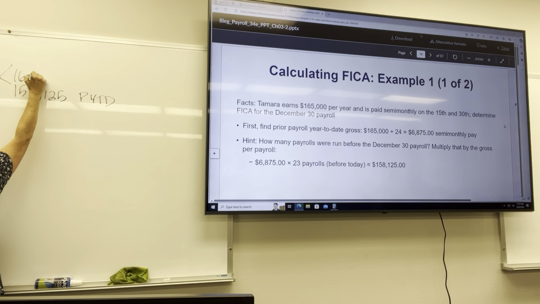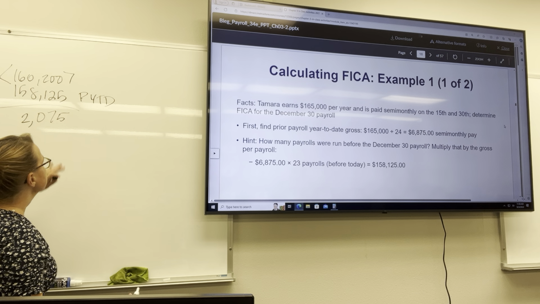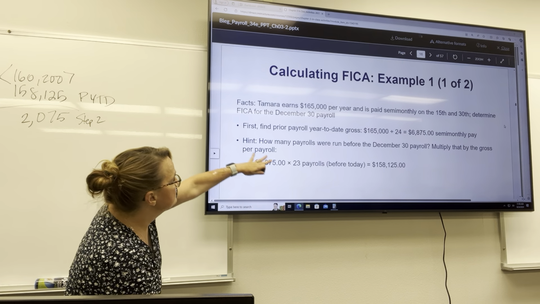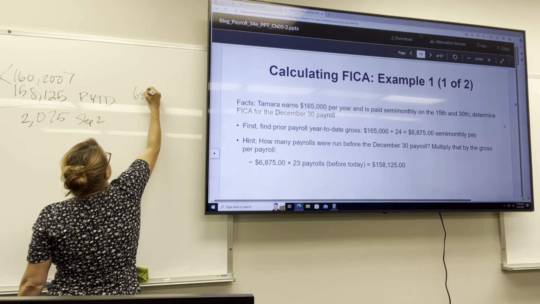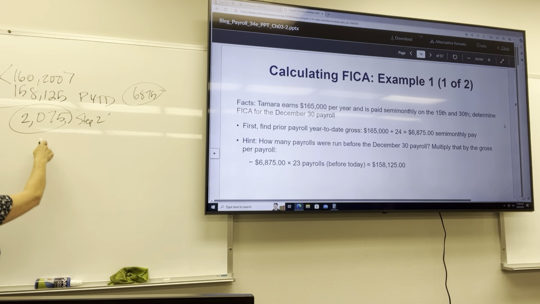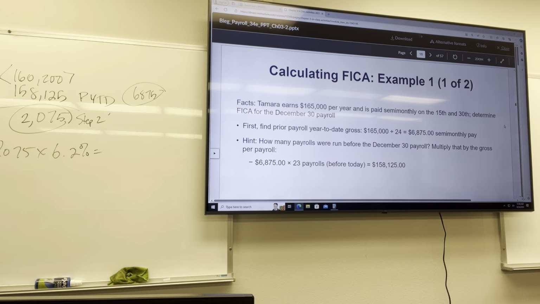Take the wage base, subtract it from that, so 160,200 minus 158,125 is 2,075. There's our step 2 result. Our current pay period is $6,875. That's our current step 2 result. This one's the smaller of the two. So we'll take the 2,075 times 6.2% to get her OASDI tax. So we can still use those steps in figuring this out.